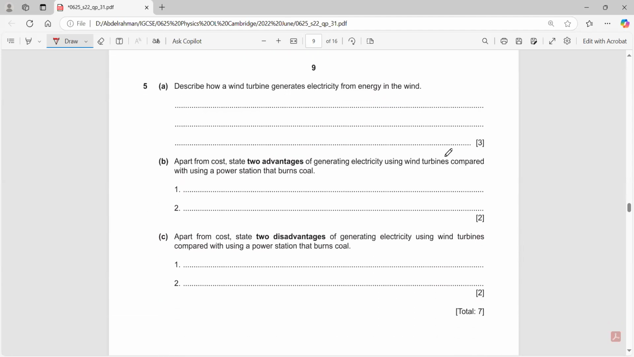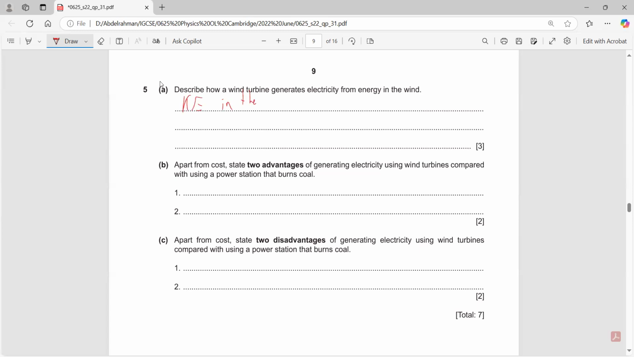Describe how the wind turbine generates electricity from energy in the wind. What is the energy in the wind? Wind is moving. What type of energy is in the wind? Wind has kinetic energy. So kinetic energy in the wind rotates the turbine, which rotates the generator, producing electrical energy.